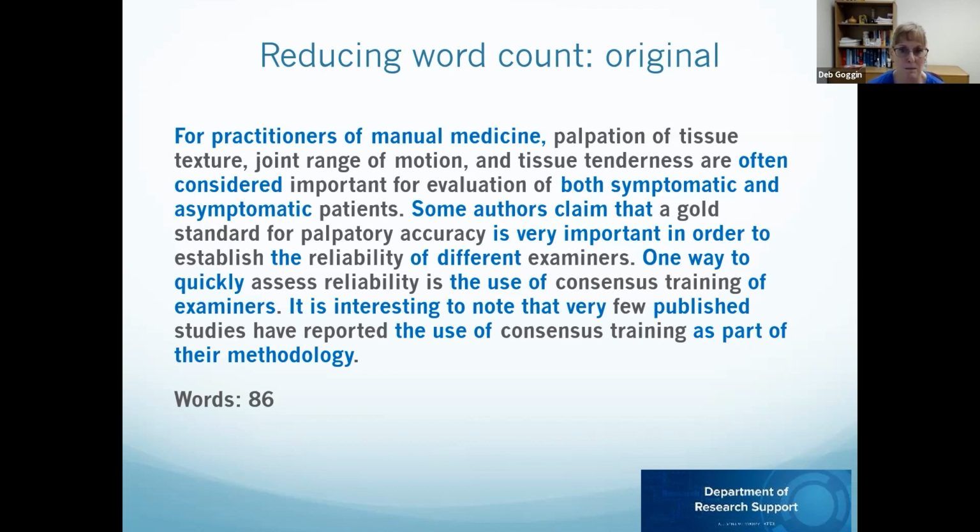So for practitioners of manual medicine, palpation of tissue texture, joint range of motion, and tissue tenderness are often considered important for evaluation of both symptomatic and asymptomatic patients. Some authors claim that a gold standard for palpatory accuracy is very important in order to establish the reliability of different examiners. One way to quickly assess reliability is the use of consensus training of examiners. It is interesting to note that very few published studies have reported the use of consensus training as part of their methodology. Okay, lots of dead words, adverbs, adjectives, redundant words in this.